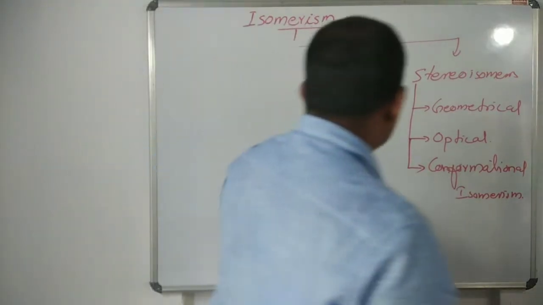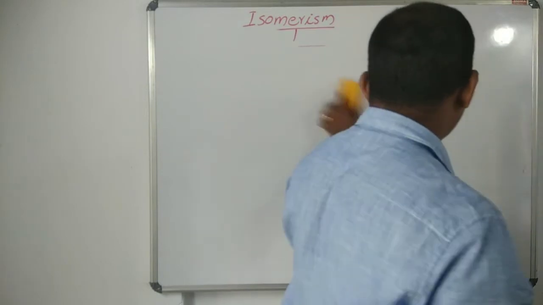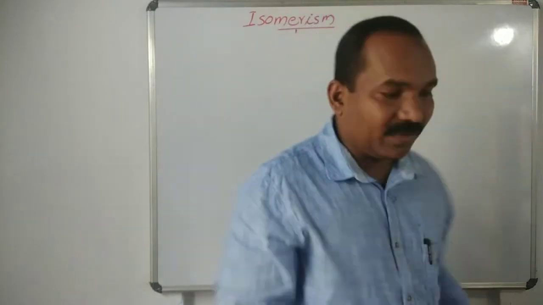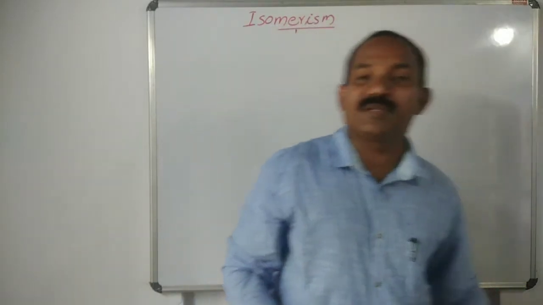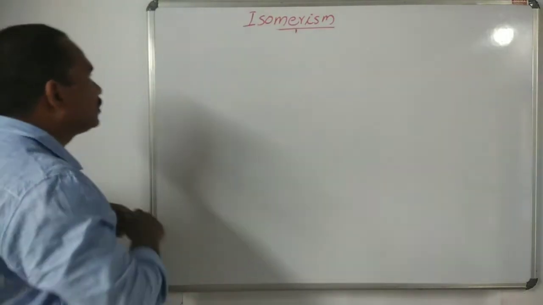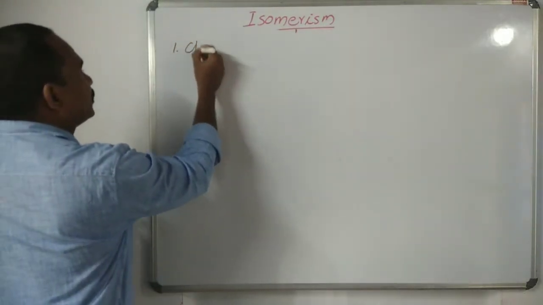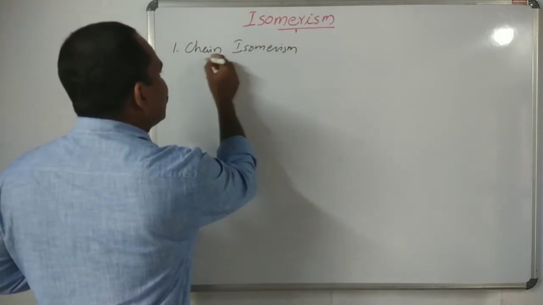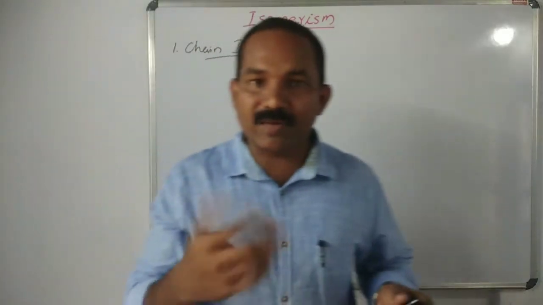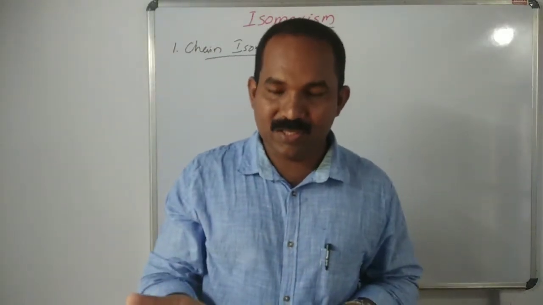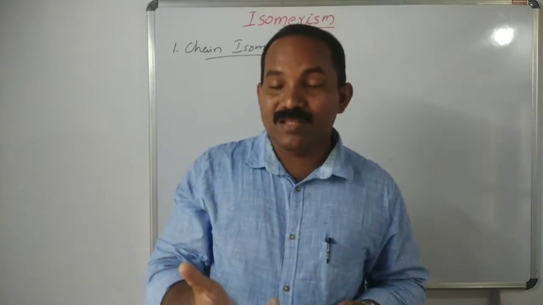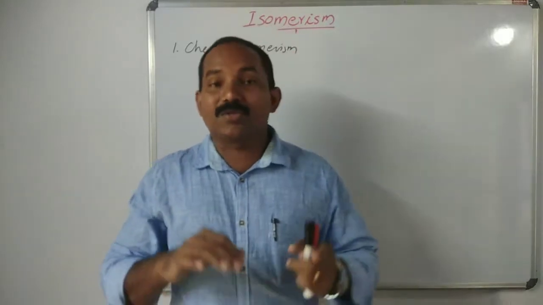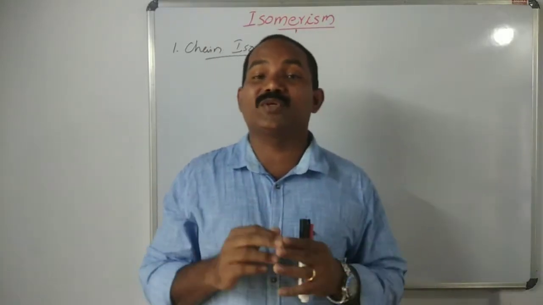The first one is chain isomerism. The definition of chain isomerism is very simple. Isomers have the same molecular formula but different properties. So here the chain is different, and the molecular formula is the same.